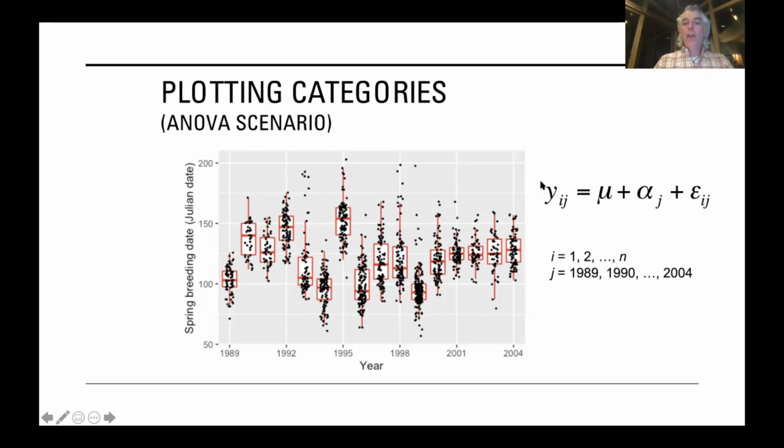And we can model then the observation for each individual i within year j as being equal to the overall mean plus the effect of being in year j plus the residuals for individual i in year j. And so just like with our continuous predictor, we can describe each observation as the sum of these various effects plus some remaining unexplained variation as the residual.